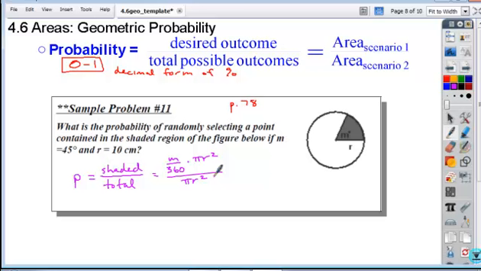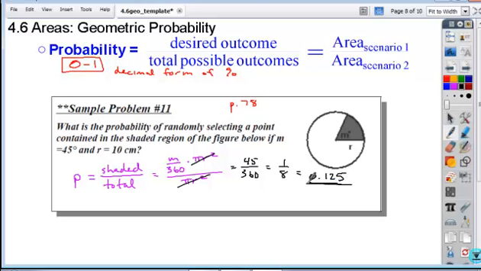So if you look to reduce this, did it even matter what the radius was for this? No, because you're going to see the pi r squareds cancel. You're left with M over 360. So if M is 45, and we simplify this, 1 over 8, and we find the decimal form for this, 1 divided by 8 is 0.125. And so what would this be? So here's the probability. Okay, so the probability is going to be that decimal value.